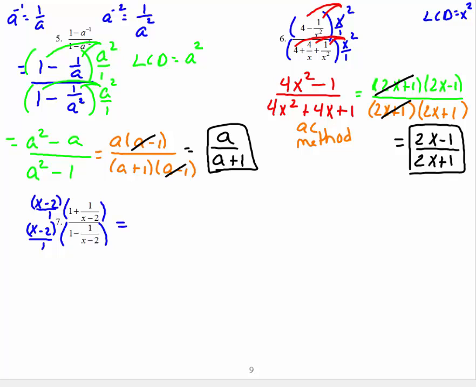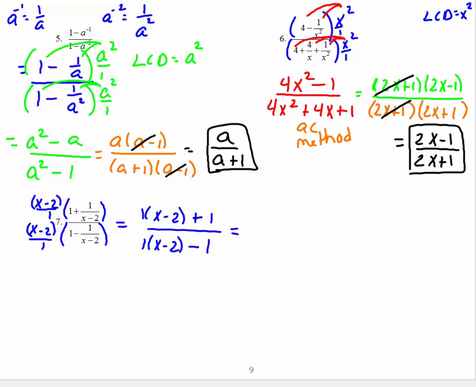When I multiply x minus 2 times 1, I just get x minus 2 times 1, plus, when I multiply x minus 2 times 1 but divide by x minus 2, I just get a plus 1. And the denominator, x minus 2 times 1 is just 1 times x minus 2, minus, when I multiply x minus 2 times 1 but divide by x minus 2, I just get a 1.